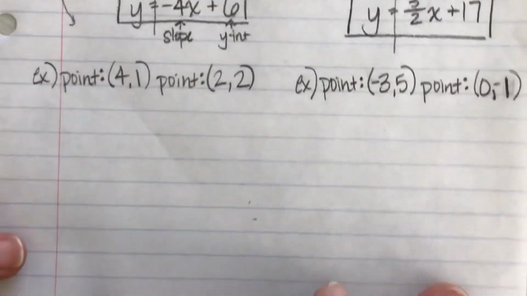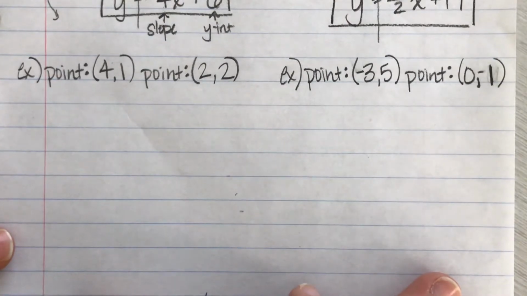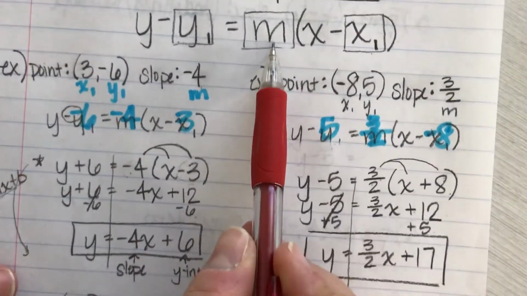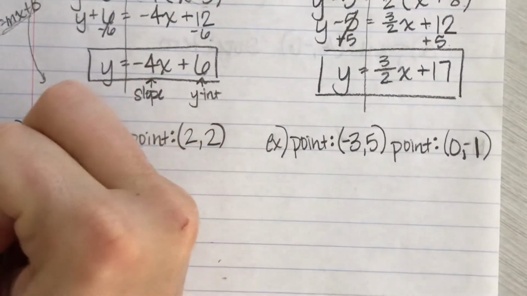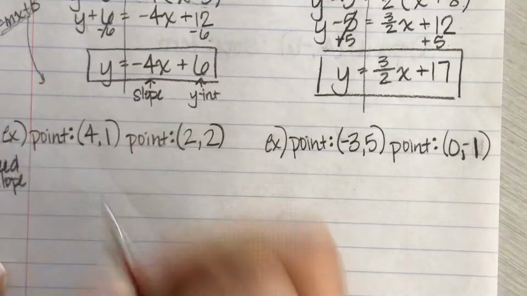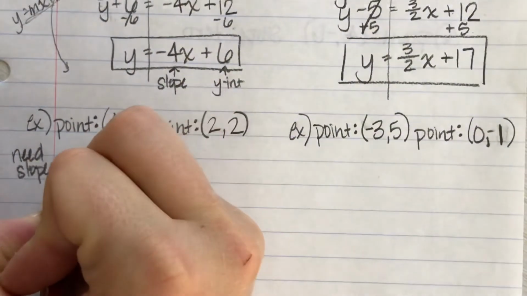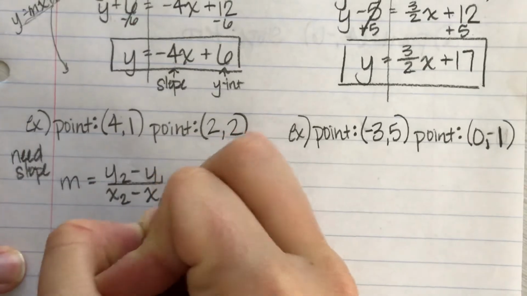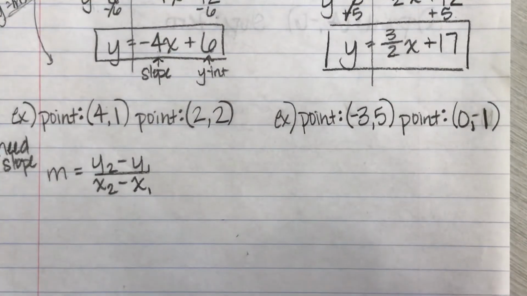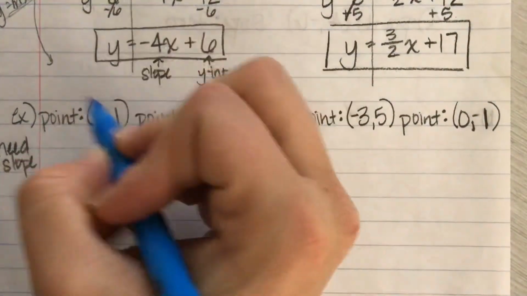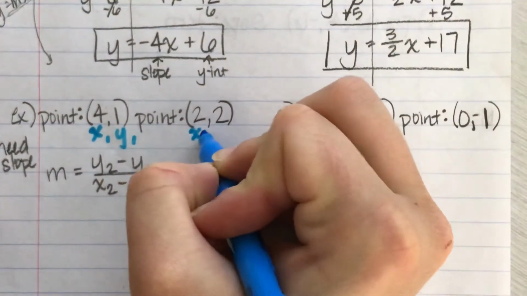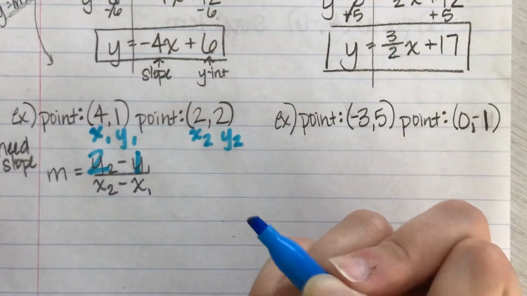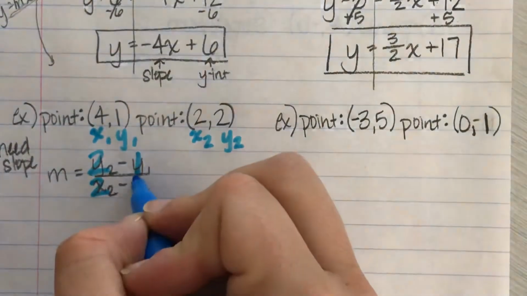If they give you 2 points, it's a little bit trickier, okay? Because you don't have the slope. And for slope-intercept, you need the slope. For point slope, we need the slope. So no matter what linear equation you're going to do, you're always going to have to find the slope first if they don't give it to you. So to find the slope, I'm going to say, okay, m equals y2 minus y1 over x2 minus x1. That's just the slope formula that's on your formula chart, which you all now have a copy of. So I'm going to plug in, let's see, okay, so that would be x1, y1, x2, y2. So I'm going to go 2 minus 1 over 2 minus 4. All right.